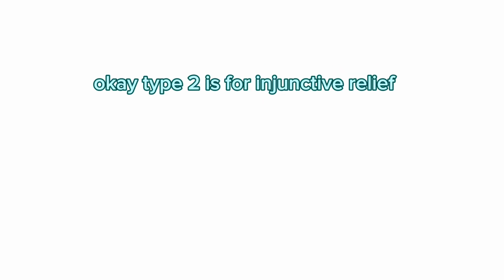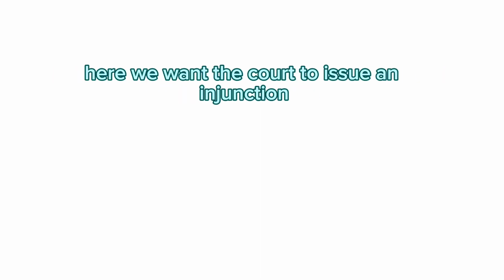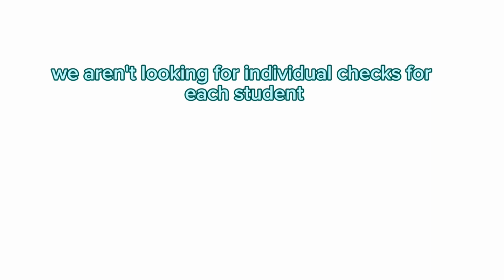Okay. Type 2 is for injunctive relief. This is for changing behavior, not for getting cash. Civil rights cases are the classic example here. We want the court to issue an injunction, an order telling the school district to desegregate. We aren't looking for individual checks for each student. We are looking for a single, powerful remedy that applies to everyone.